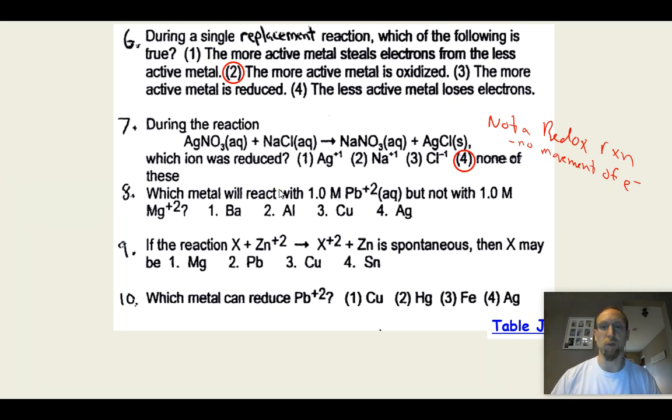We're looking for at least one uncombined element. Number 8, which metal will react with Pb+2 but not with Mg+2? So what does that mean? So it's saying, okay, if it'll react with Pb+2, this is the ion. So we're dealing with our uncombined metal. It has to be higher than lead, but it will not react with Mg, so it's got to be lower than magnesium. So we go to table J and we want to say, okay, who's higher than Pb but lower than magnesium?